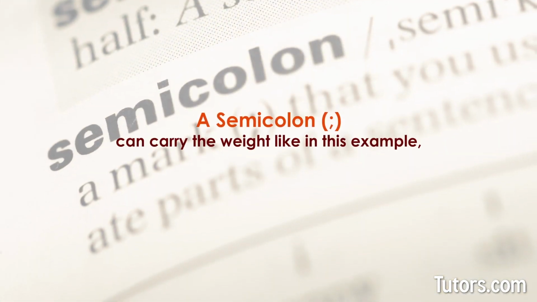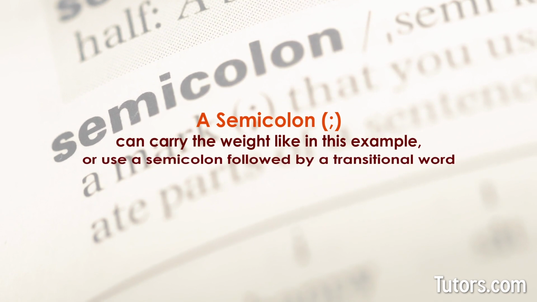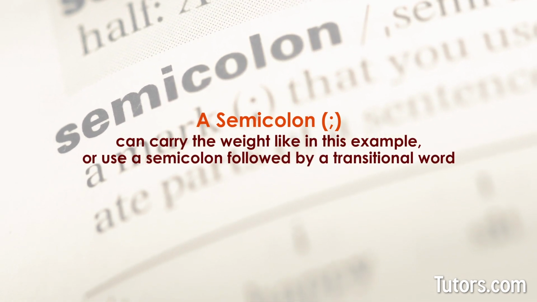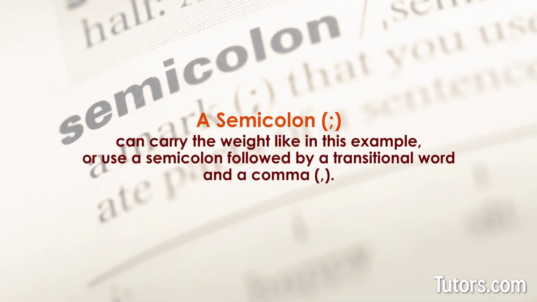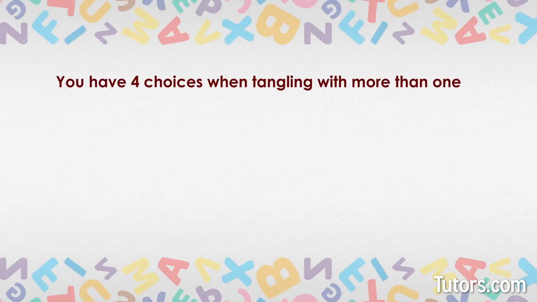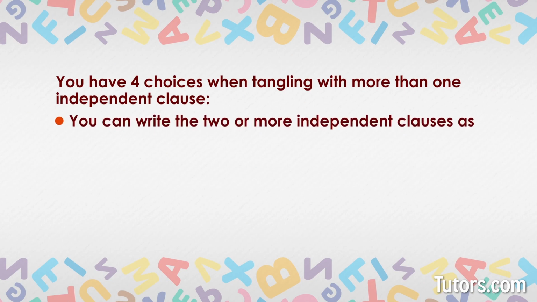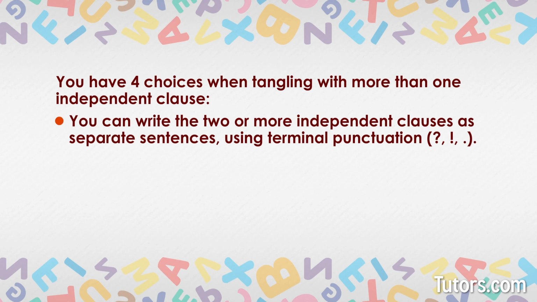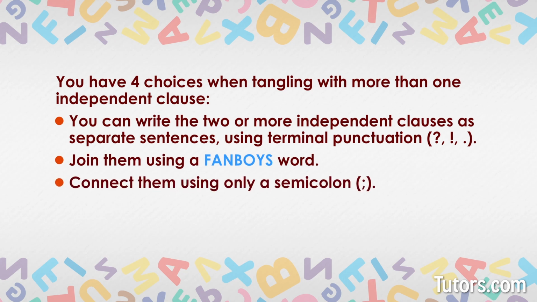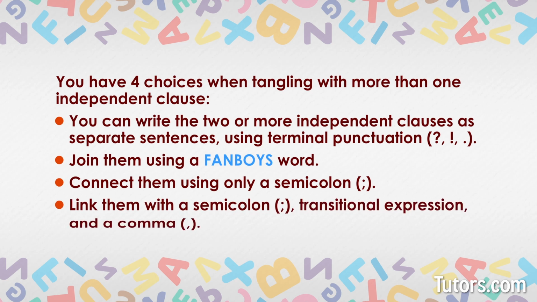A semicolon can carry the weight, like in this example, or use a semicolon followed by a transitional word and a comma. So you have four choices when tangling with more than one independent clause. You can write the two or more independent clauses as separate sentences, using terminal punctuation, question mark, exclamation point, period. Join them using a FANBOYS word. Connect them using only a semicolon. Link them with a semicolon, transitional expression, and a comma.